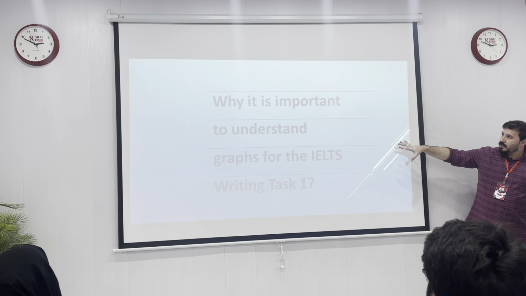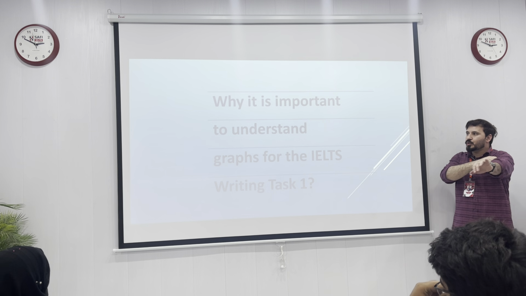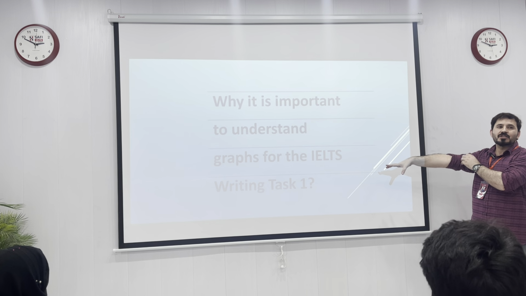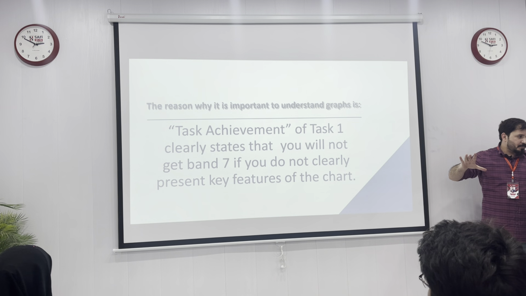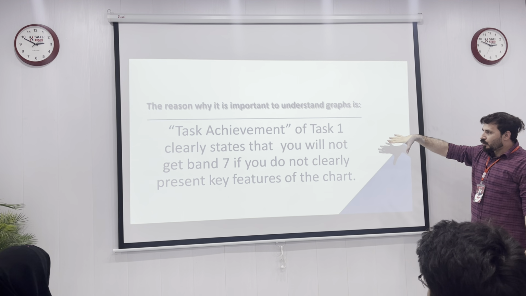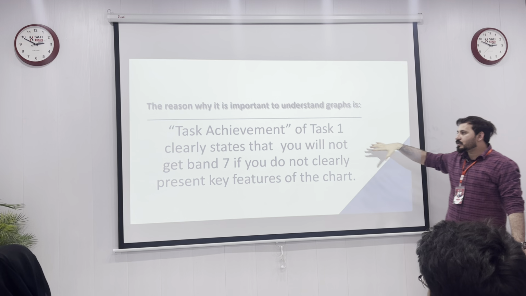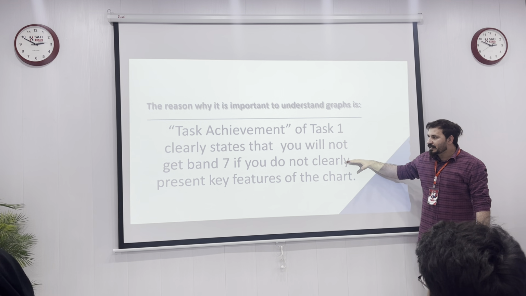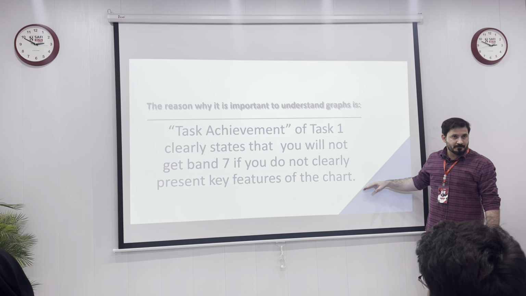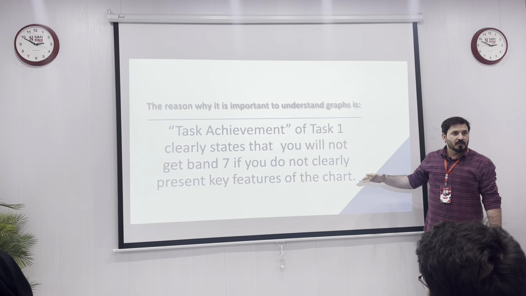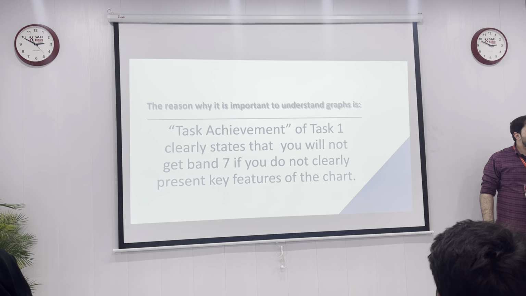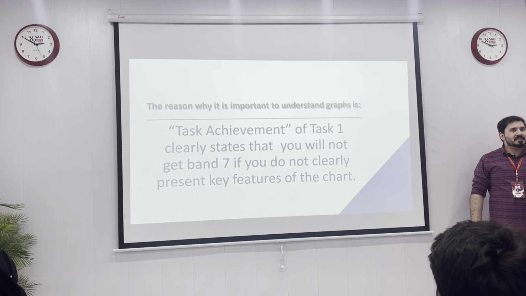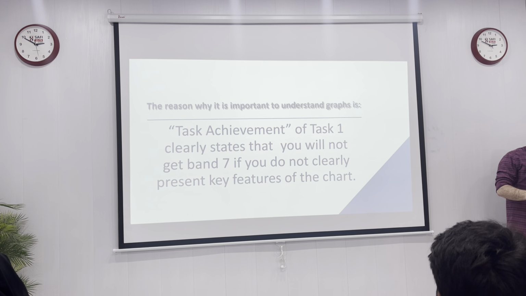Okay, here we come up. Why is it important to understand graphs for the IELTS Writing Task 1? First of all, the task achievement criteria of Task 1 clearly state that you will not get band 7 if you do not clearly present the key features of the chart. If you are not capable of presenting the key features of the graph, you won't get band 7. So what if a student doesn't understand whether a graph is static or dynamic? How can you score well?